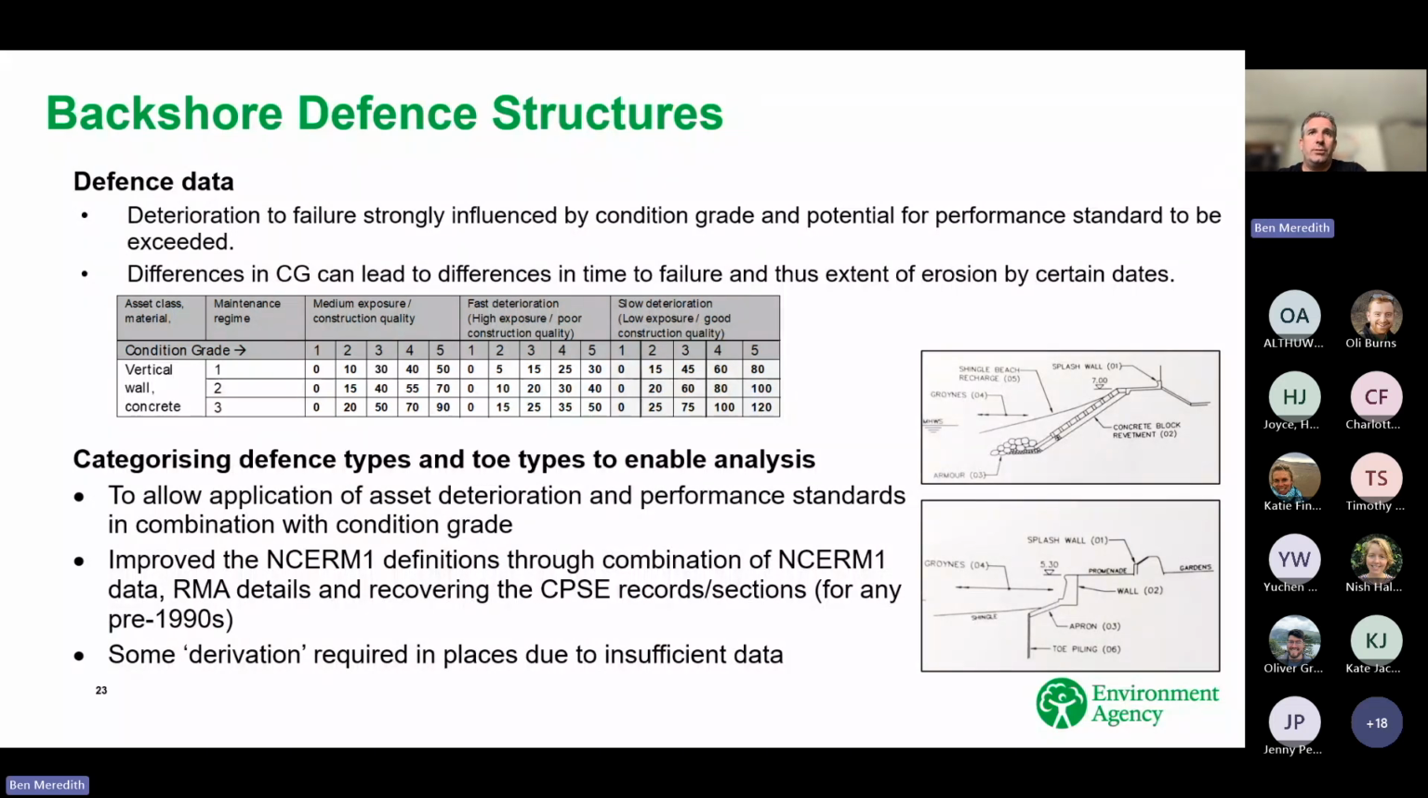And we collected this information by taking data already included in the NSERM dataset and updating it using local authority information, any EA datasets, and also Coastal Monitoring Programme Asset Register information. We also referenced back to the Coastal Protection Survey of England records for any pre-1990s defences. In some instances, we had to derive information from other sources such as Google Images, where some of that data was not available.